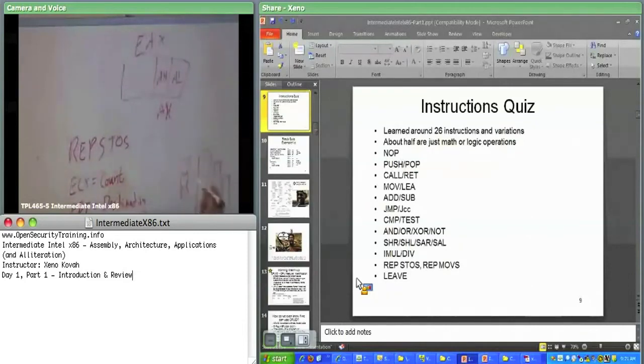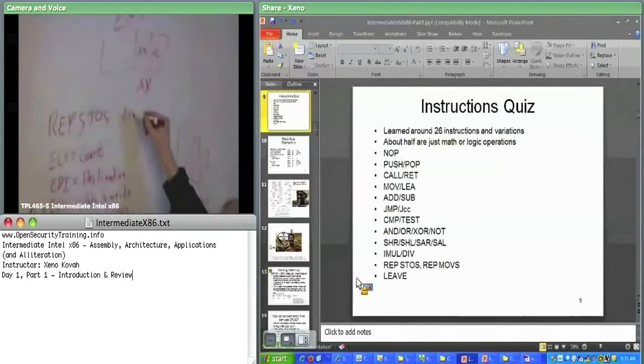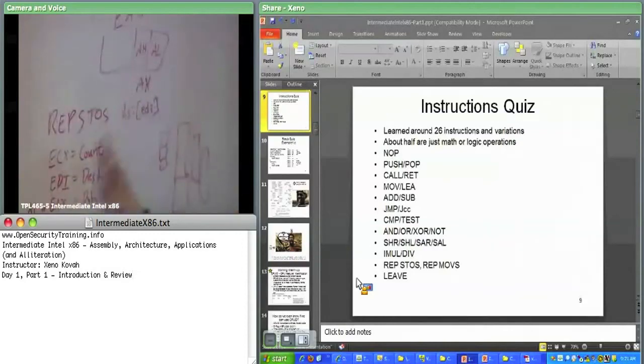And in reality, this rep stos is going to look more like rep stos DS, which you don't know yet, but that's a segment register, DS, EDI, or something like that. And so it's really just saying write 4 bytes to EDI, and it's going to do this ECX number of times, storing to EDI, incrementing each time as it goes, storing whatever's in EAX.